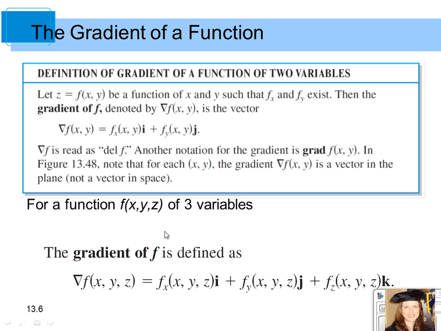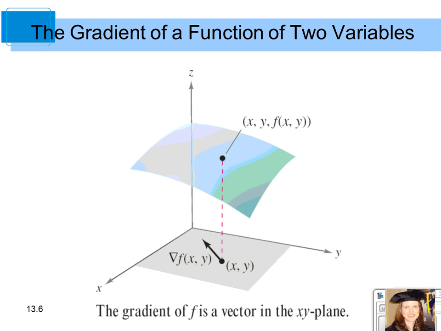For a function of three variables, the gradient is found by taking the partial derivatives with respect to those three variables, and those are the components of the vector in space. Now, the gradient in this picture illustrates a surface, which is a function of two variables. You can calculate the gradient at a specific point. Again, this is a surface in space, but the gradient ends up being a two-dimensional vector, a vector in the plane.